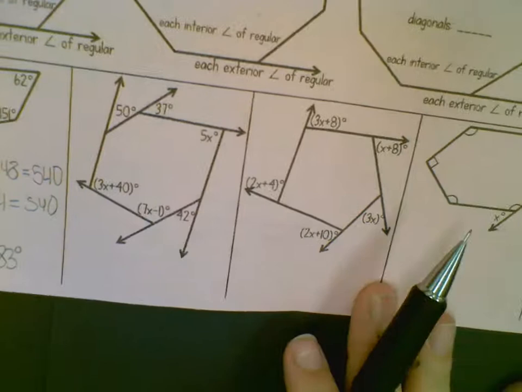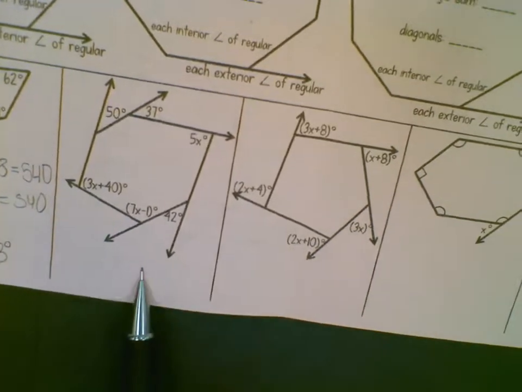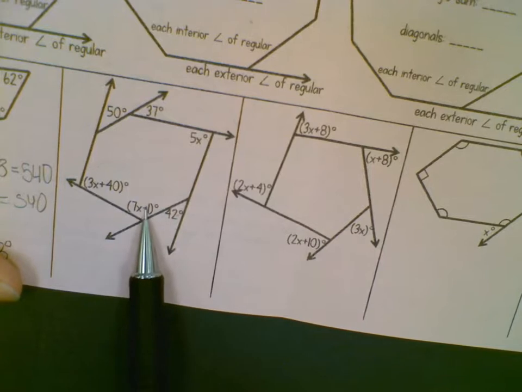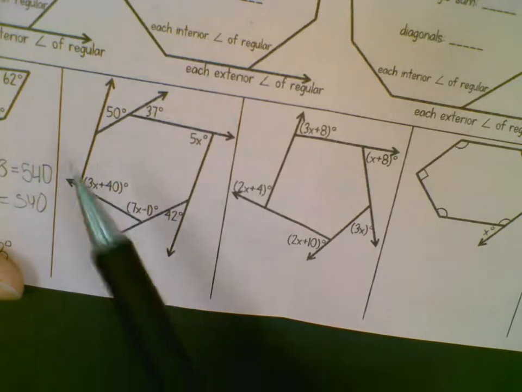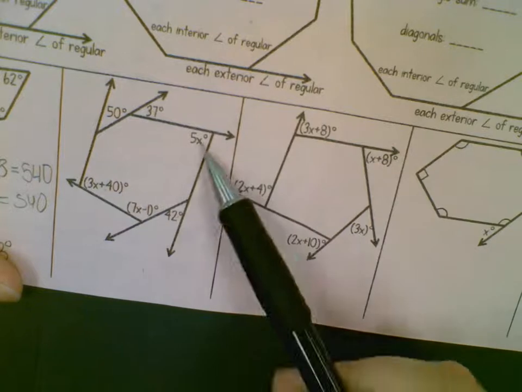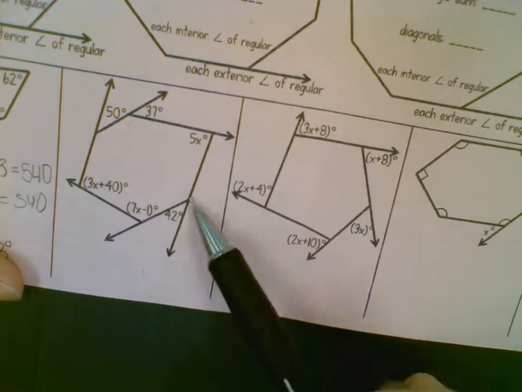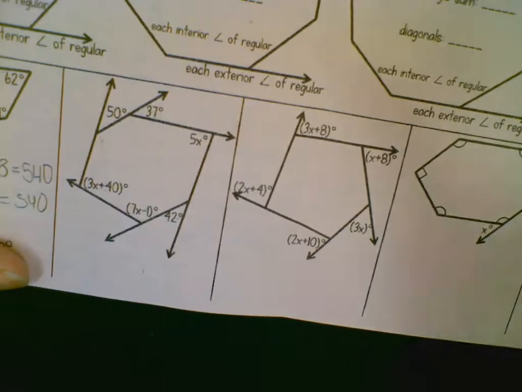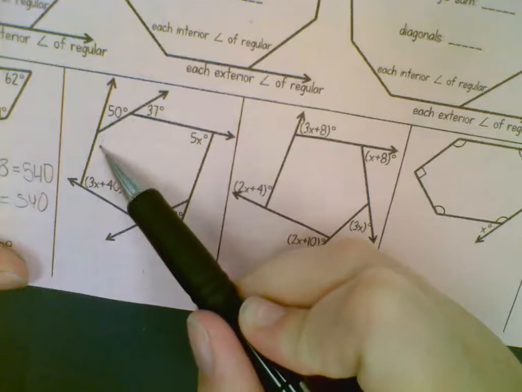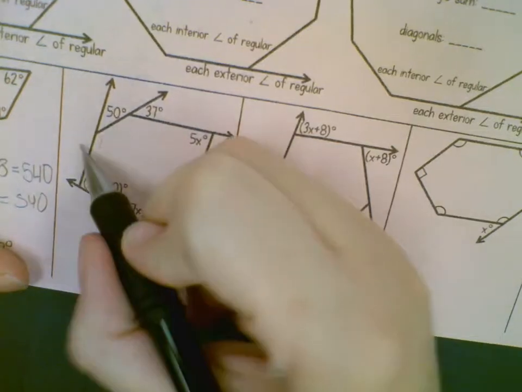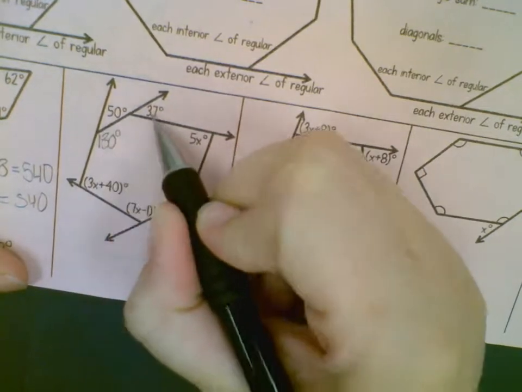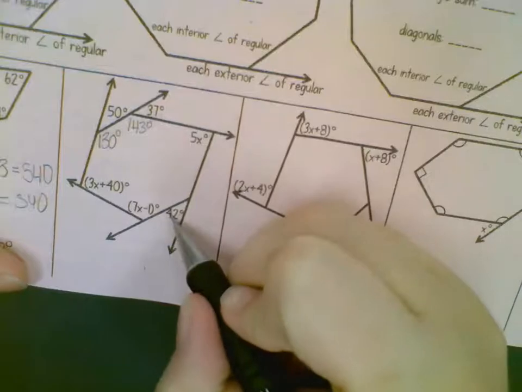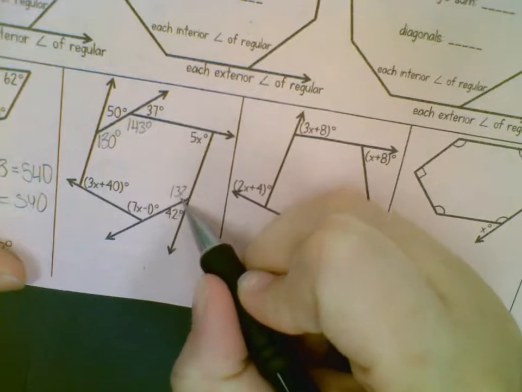Okay, so let's take a look at the next one. For this one, they give us some exterior angles, but then some interior angles. So what we need to do first, if we're going to try to find those values of x, is find all of those interior angles. So remember that the exterior and the interior are supplementary, so we can subtract from 180 to find that. So 180 minus 50 is 130. 180 minus 37 is 143. 180 minus 42 is 138.